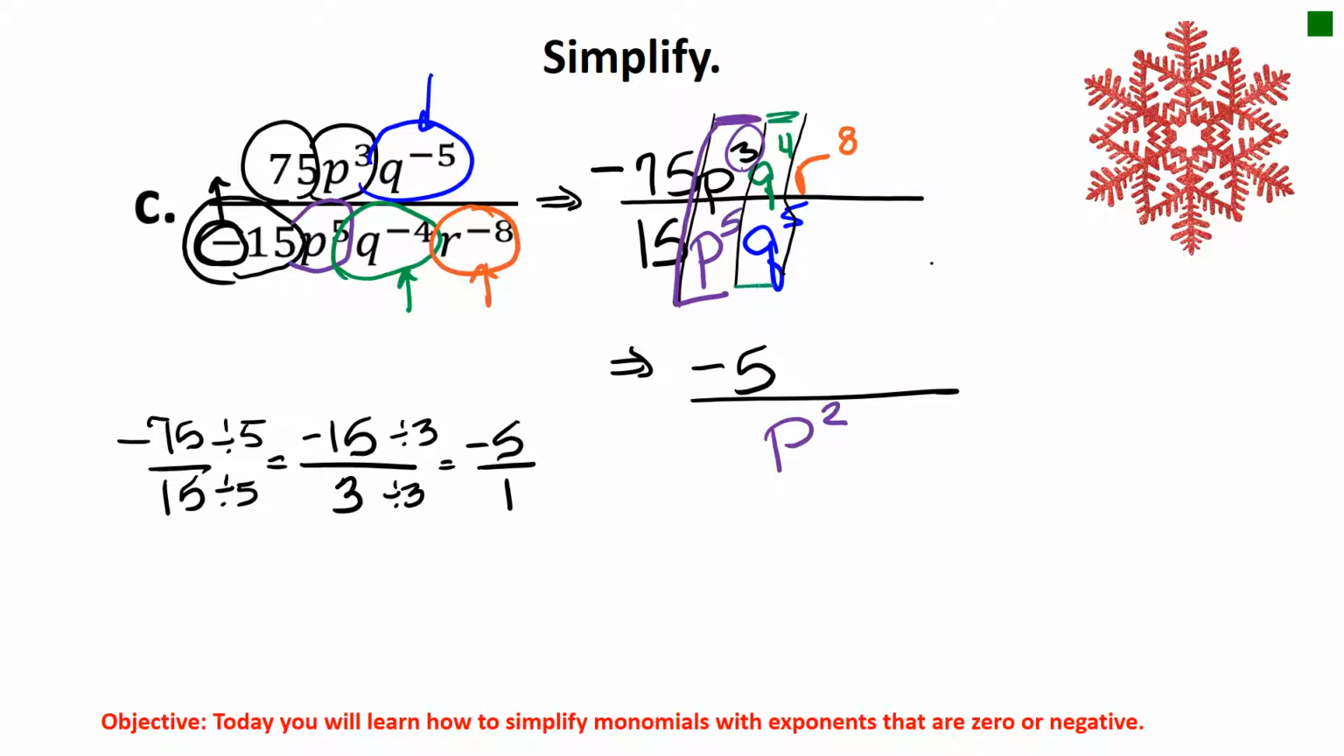Here's my q's. Got more q's in the denominator. Got the 5. Take away the 4 that would cancel, leaves me with 1. That's a horrible looking 1. Do I need the 1? No. And then who's just standing up here by himself? Big old rooster 8. Put the r to the 8.